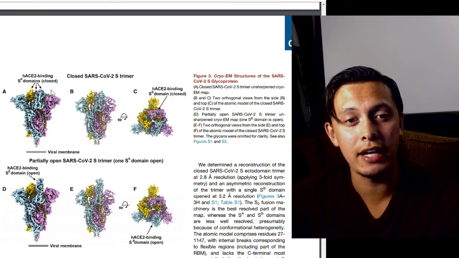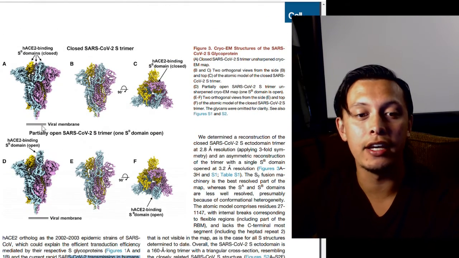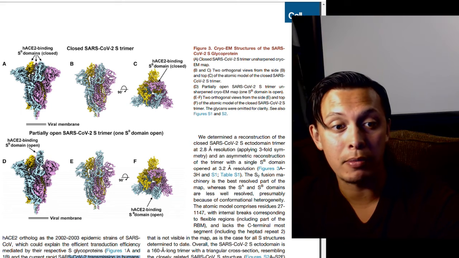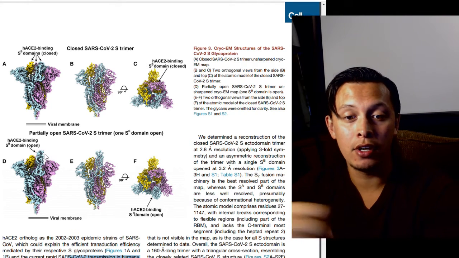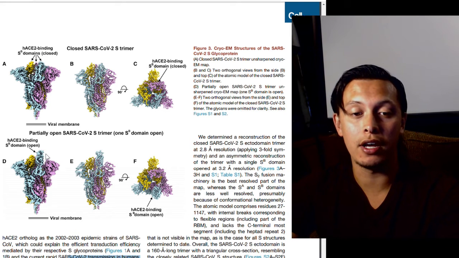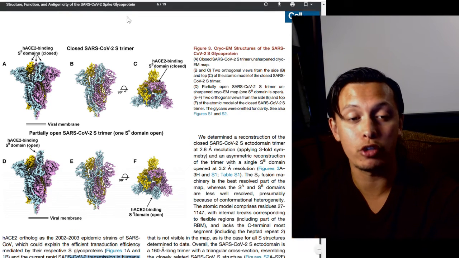They discovered that this is one conformation, and then the partially opened one is another conformation, where you only have one of these binding domains released. So the partially opened one is the other general structure that you find.